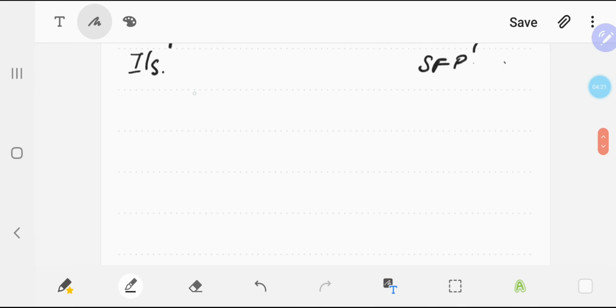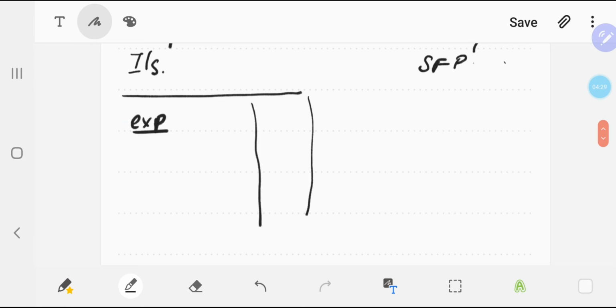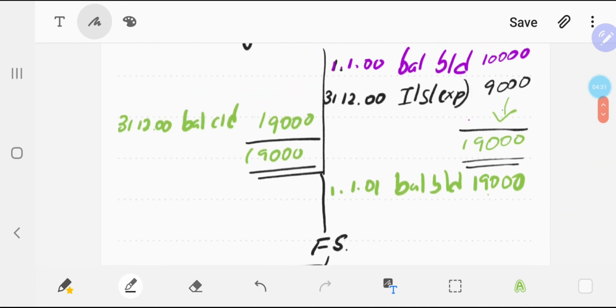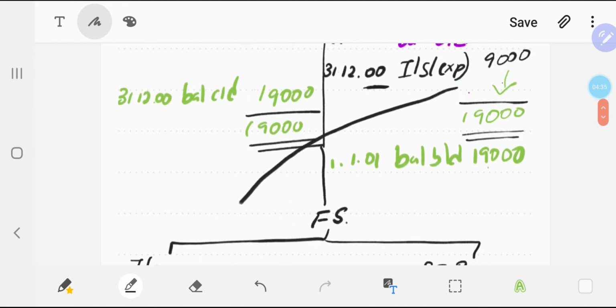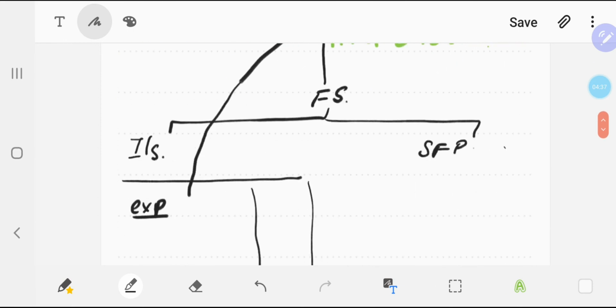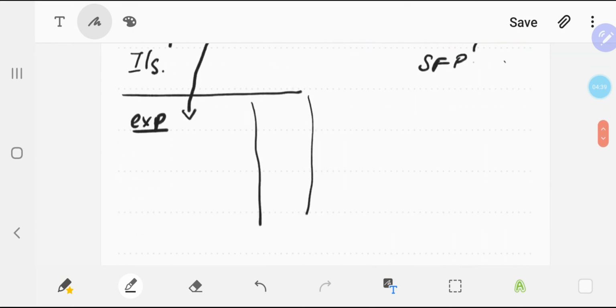Now, in an income statement, we have a category called expense. Now, under this category, we have to post this amount. So, this 9,000 should go over here as machinery depreciation. So, we calculated 9,000 for the current year.